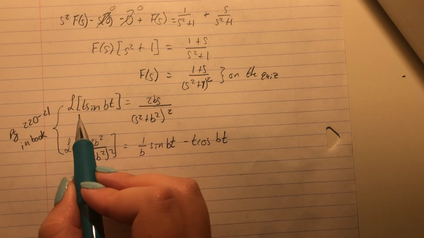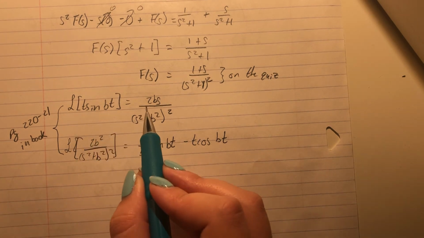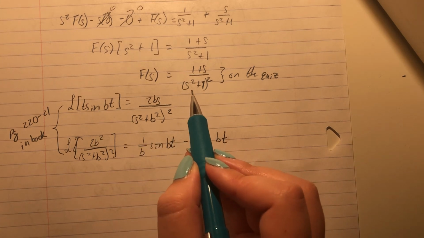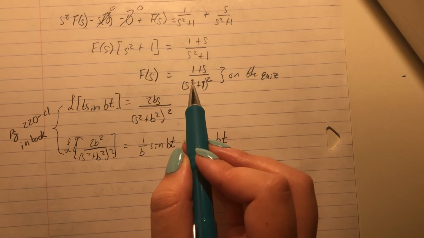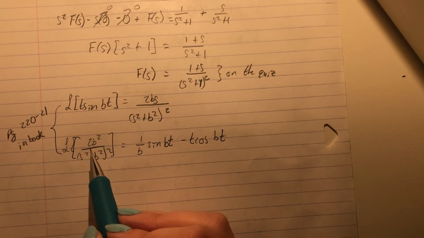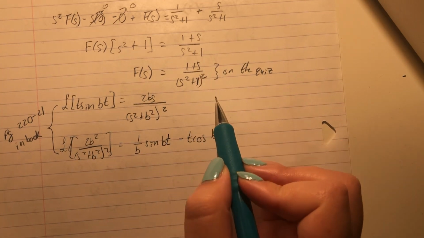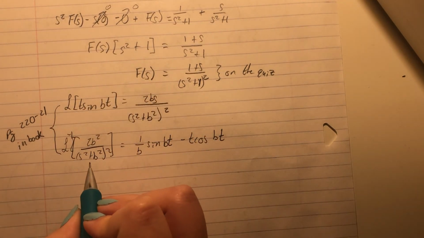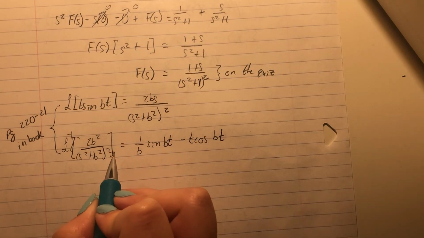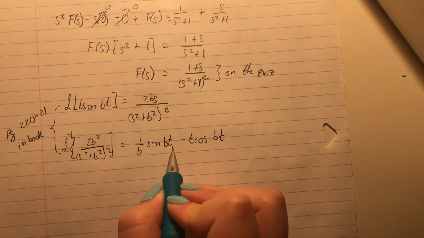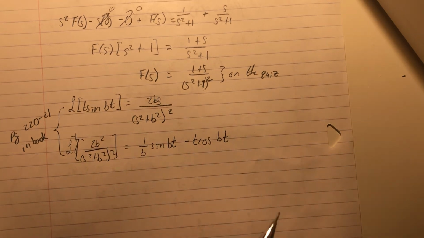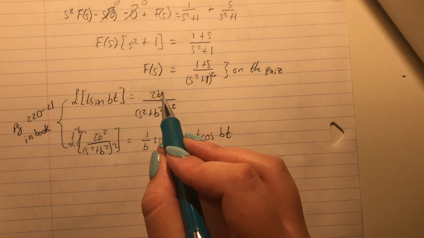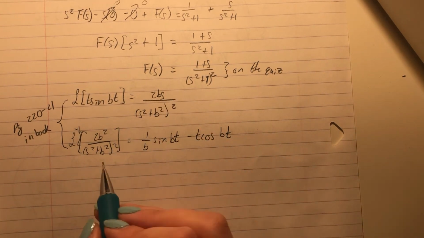That's the Laplace transform of t sine of bt is equal to 2bs over s squared plus b squared quantity squared. So that looks like this, where b equals 1, and we have an s over there. Because we're going to split this in a second. And then the inverse Laplace transform of 2b squared over s squared plus b squared quantity squared is equal to 1 over b sine of bt minus t cosine of bt. So I'm going to split this up, and then we're going to get them to look like these guys.